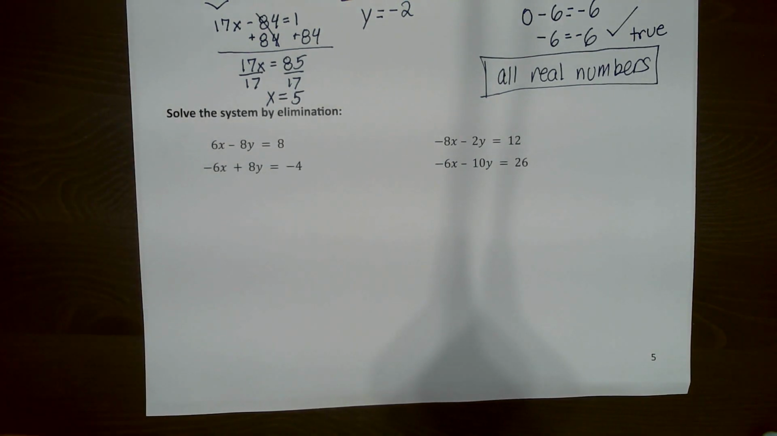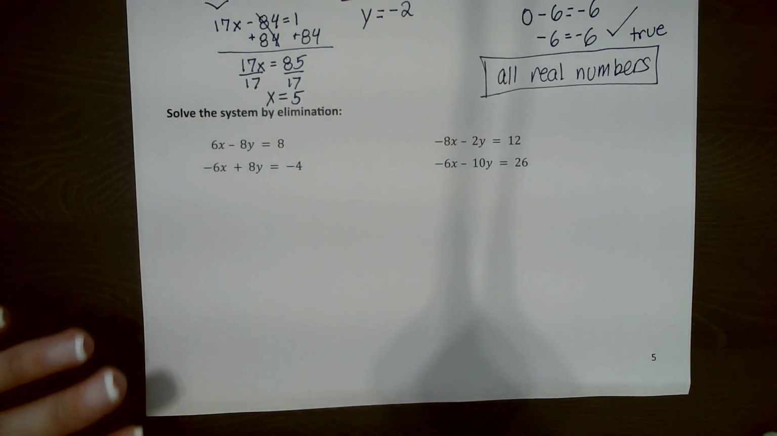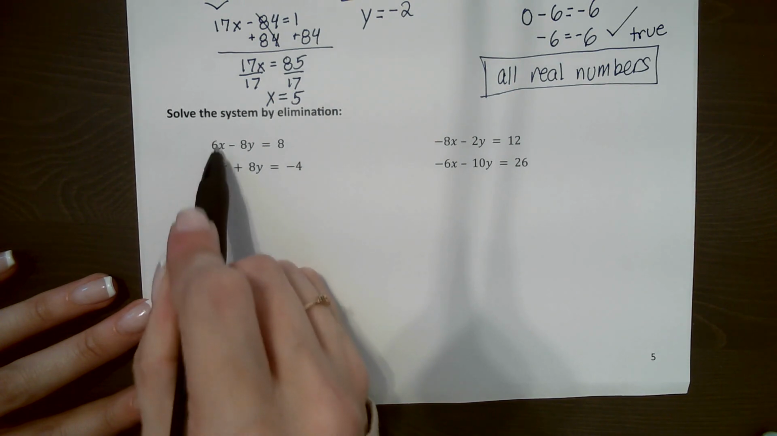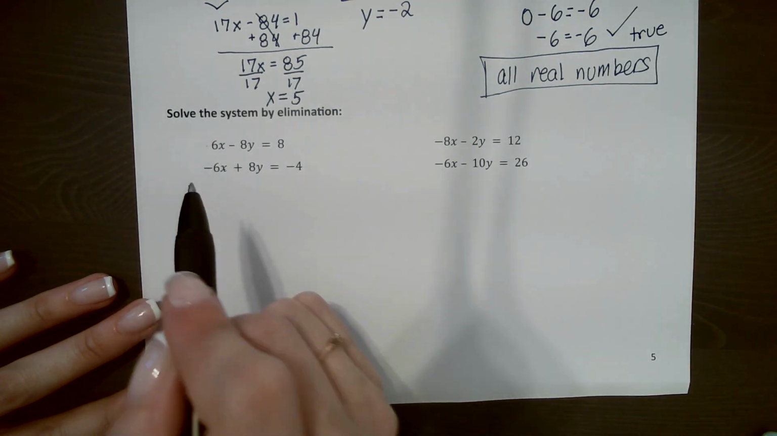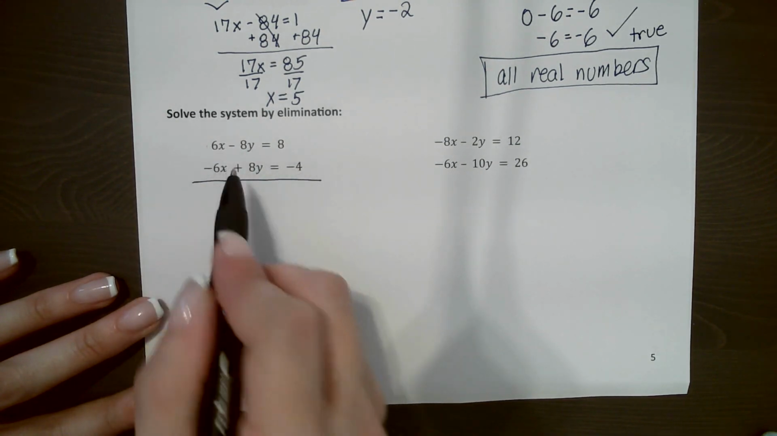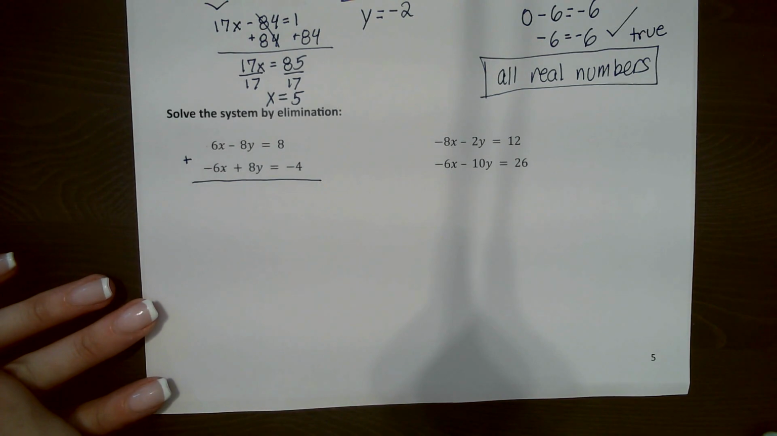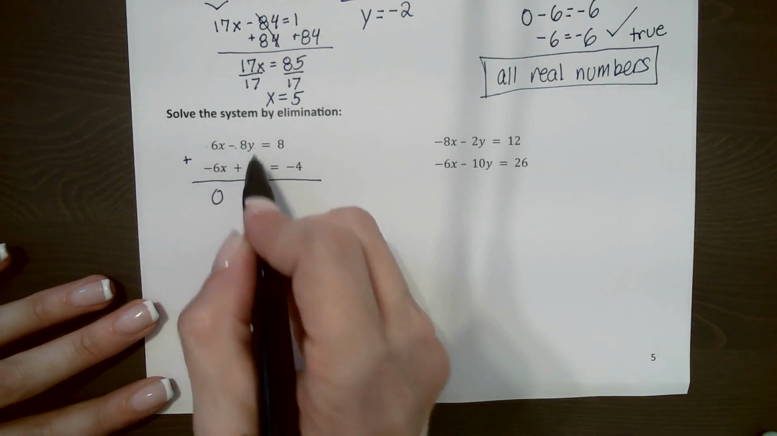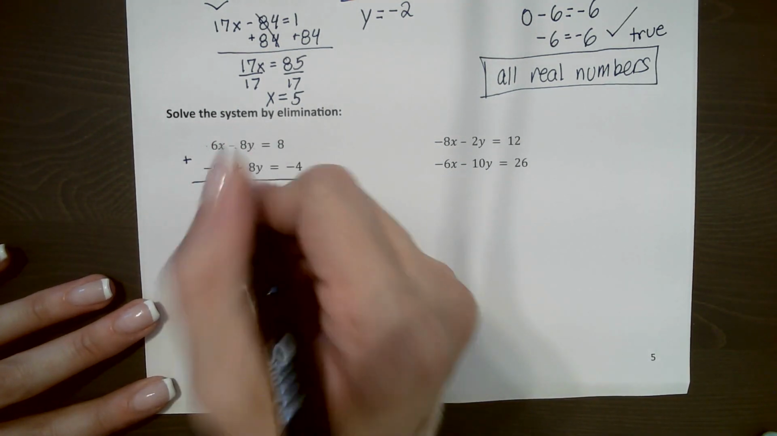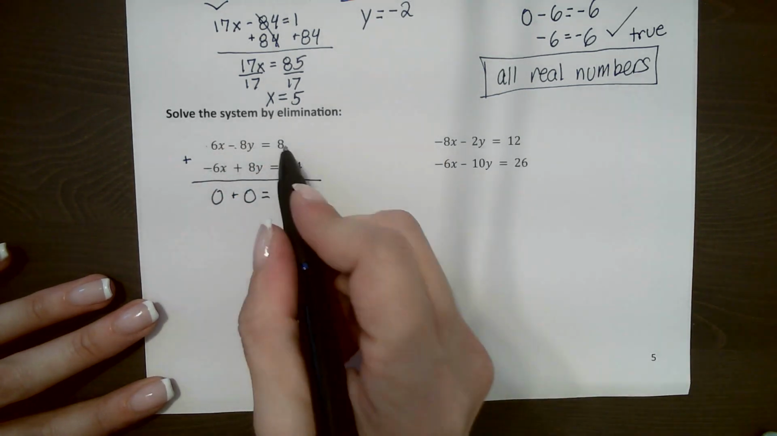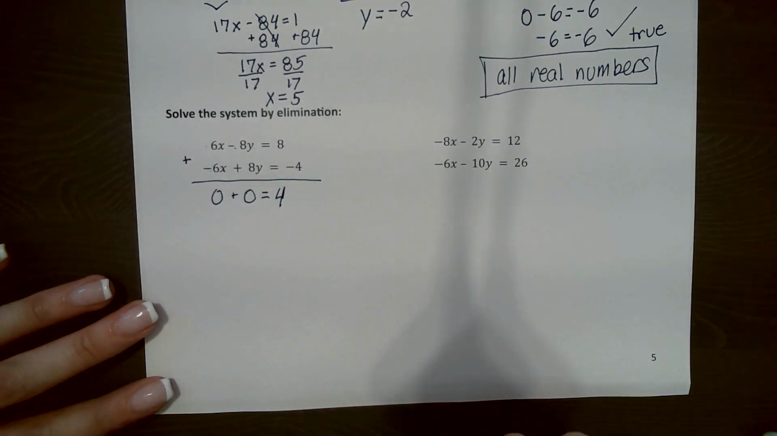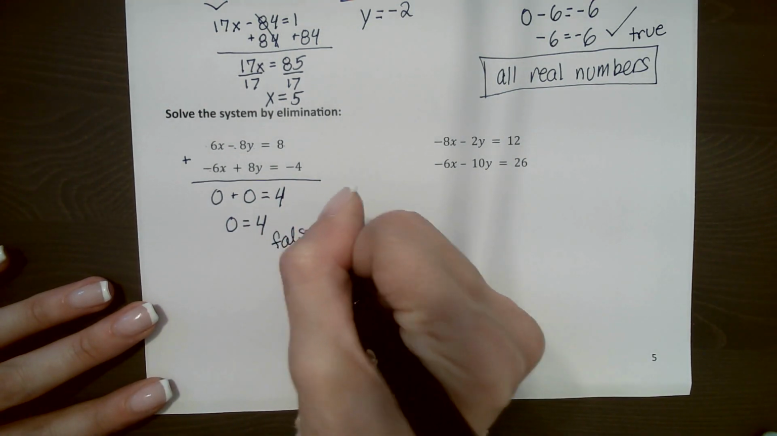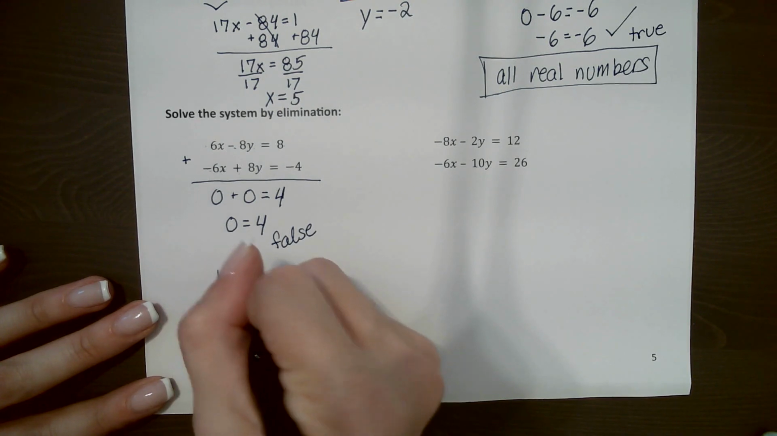Next, solve the system by elimination. So this first one is set up nicely for us because you see we already have common coefficients, common variables, and opposite signs. So I'm already set up, so I'm just going to jump right into adding these two equations. When I do 6x minus 6x, I get 0. Negative 8y plus 8y is 0. And 8 minus 4 is 4. So now when I simplify this, I get 0 equals 4, which is a false statement. So this one is a no solution answer.